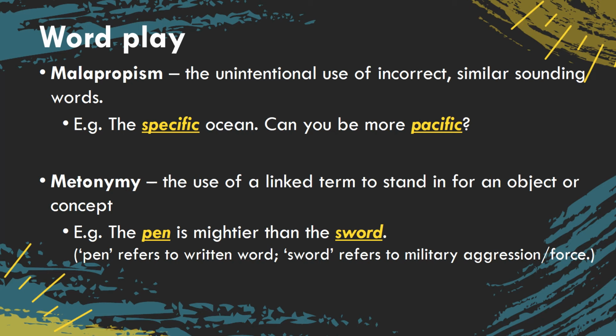Metonymy is the use of a linked term to stand in for an object or concept. For example, the pen is mightier than the sword. Here, pen refers to the written word, whereas sword refers to military aggression or force.